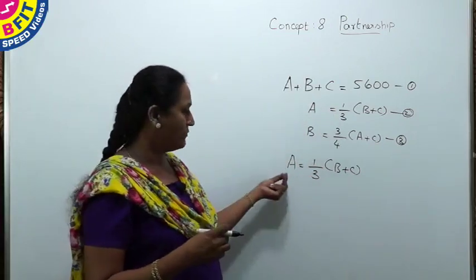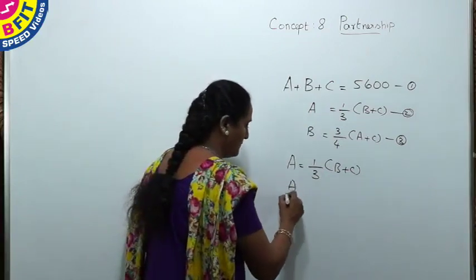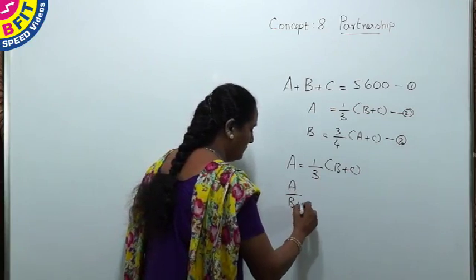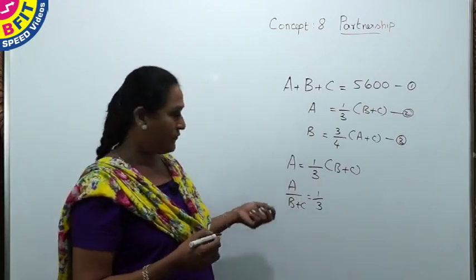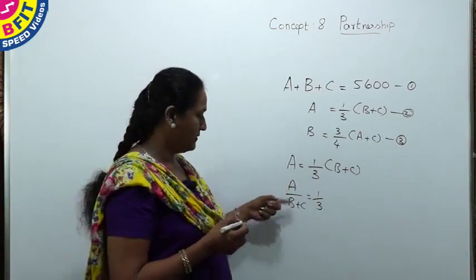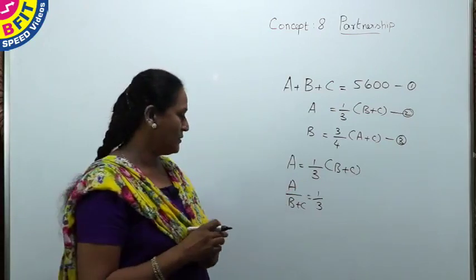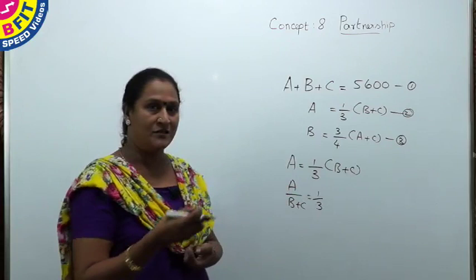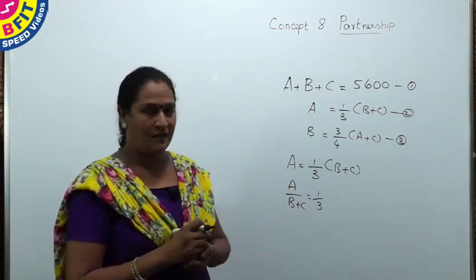That is, A equals 1/3 of B and C, and sending this B plus C down, it is 1/3. So from this we get that A receives 1 part, B and C receives 3 parts. B and C together receive 3 parts. How much B gets and how much C gets is not known, but we are not worried about that.